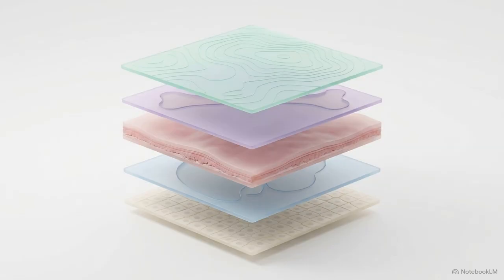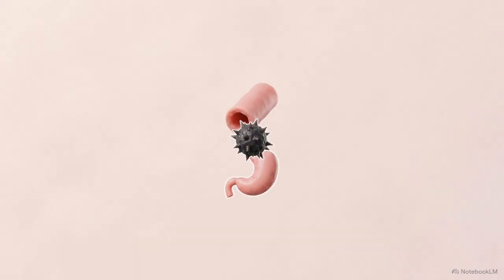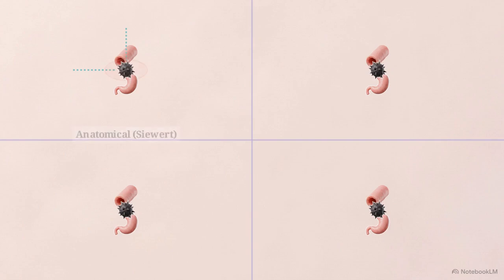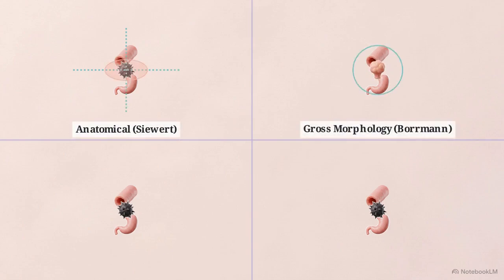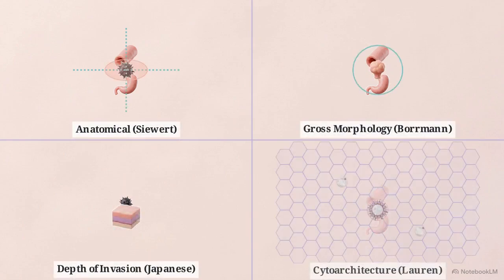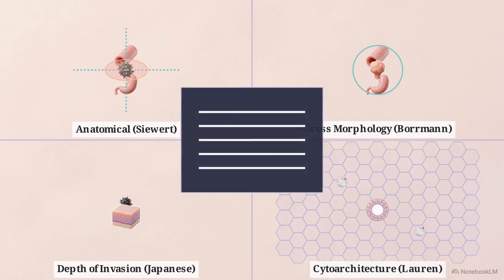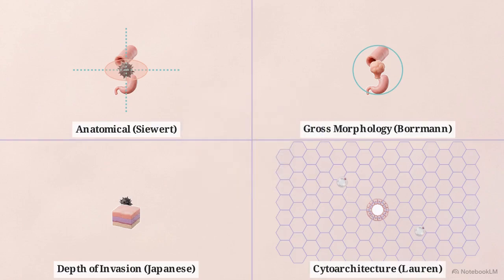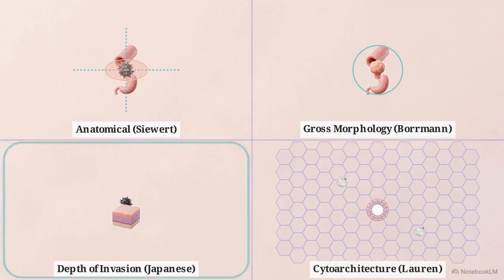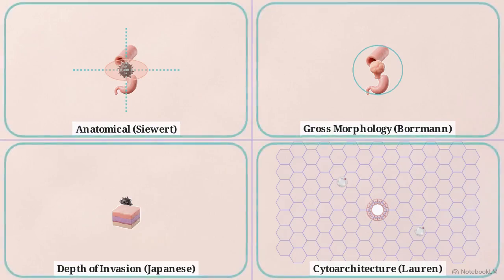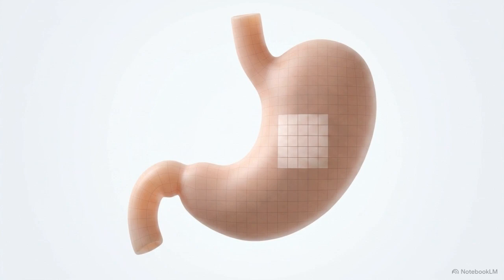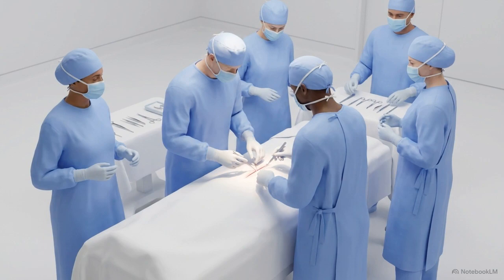They must overlay 5 distinct classification frameworks. A single tumor must be analyzed through 4 distinct visual lenses: anatomical location, gross morphology, depth of invasion, and cytoarchitecture. Textual descriptions fail to capture the spatial reality. The exact same lesion presents completely different profiles depending on the lens applied. Independently, each framework provides an incomplete picture. Only by synthesizing all 5 can a clinical team accurately predict the tumor's behavior and determine the correct surgical pathway.